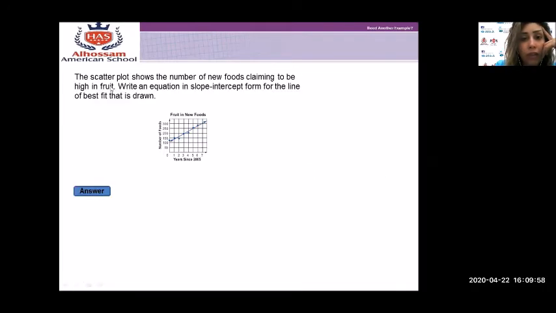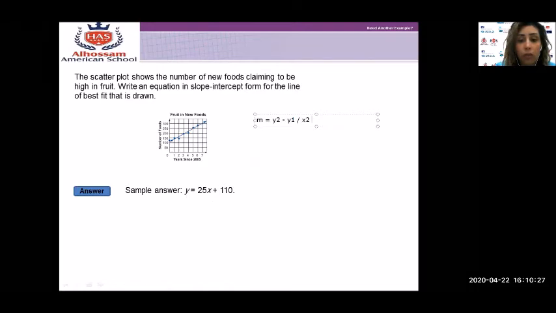Here I have a scatter plot showing the number of new foods claiming to be high in fruit. Write an equation in slope-intercept form for the line of best fit that is drawn. Now I have the line. I can find the slope. Let's find the slope first. I'm going to write the slope by myself here: m equals y2 minus y1 over x2 minus x1.